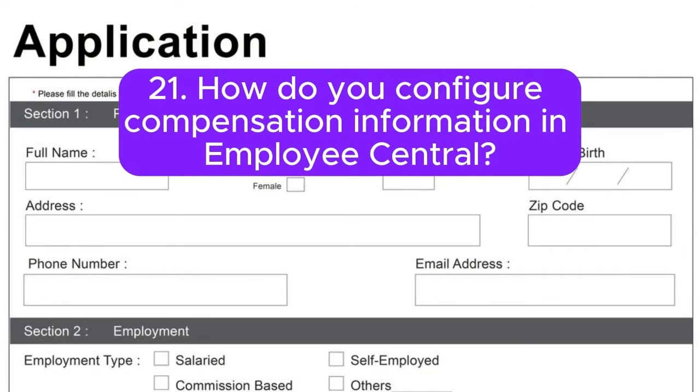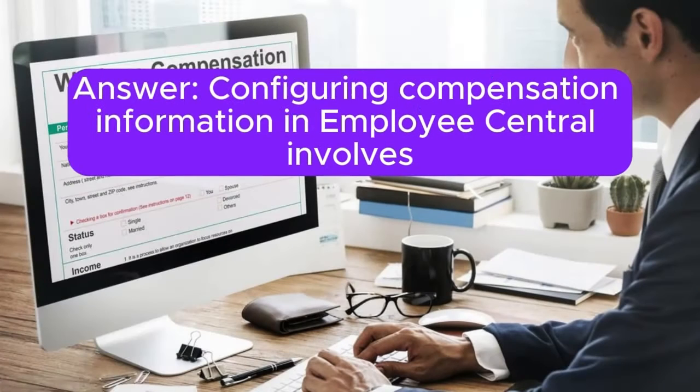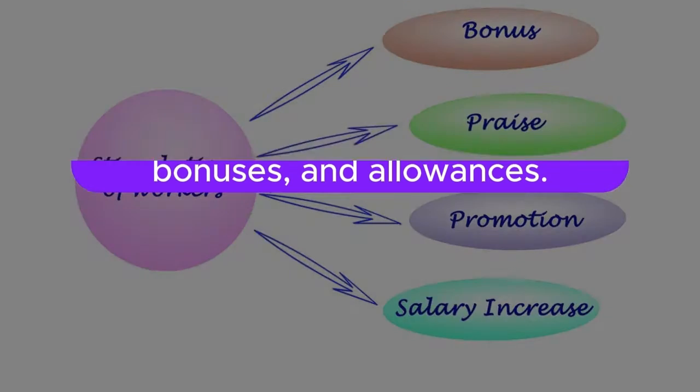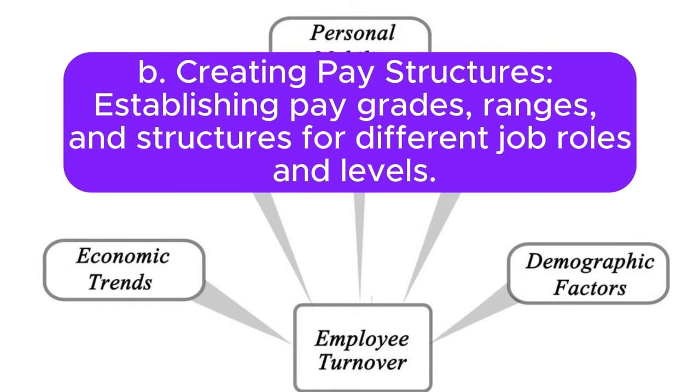21. How do you configure compensation information in Employee Central? Answer. Configuring compensation information in Employee Central involves: A. Defining pay components, setting up different types of compensation such as base salary, bonuses, and allowances. B. Creating pay structures, establishing pay grades, ranges, and structures for different job roles and levels.